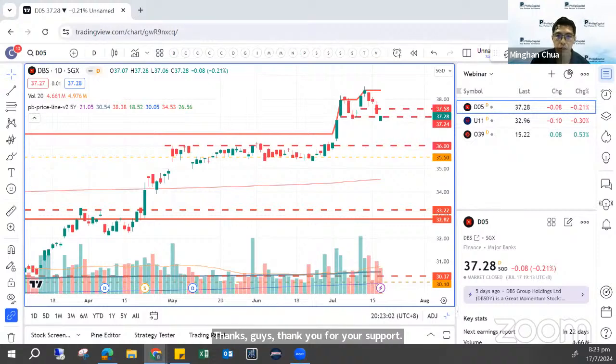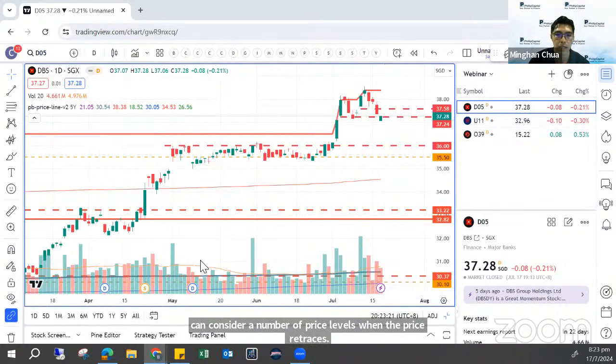With a long-term view, understanding the fundamentals and also the fundamental valuation as well as the technical valuation, which I will share more later, we can consider a number of price levels when the price retraces. Let me shift back to my slides.